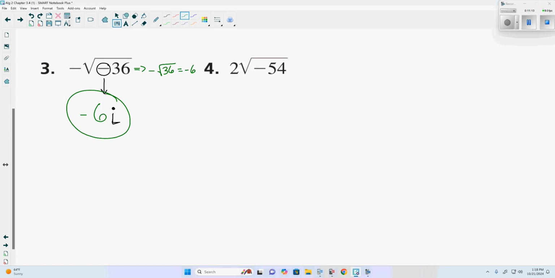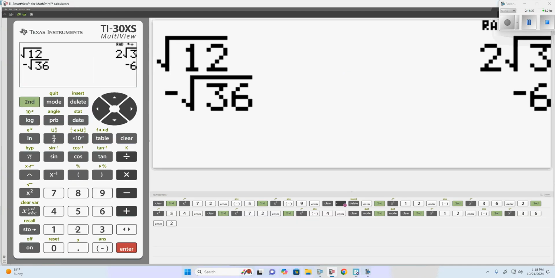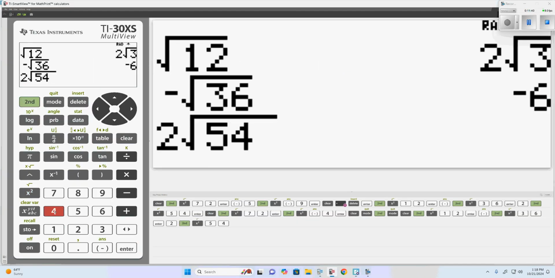Let's look at the last one, number 4. So we have 2 square root of negative 54. Well, this negative is going to come out as what? Negative inside the radical comes out as i. Now that leaves us with what? 2 square root of 54 that we need to reduce. Now the reason we do this is because the 30XS, 2 square root of 54, gives us what? 6 square root of 6.